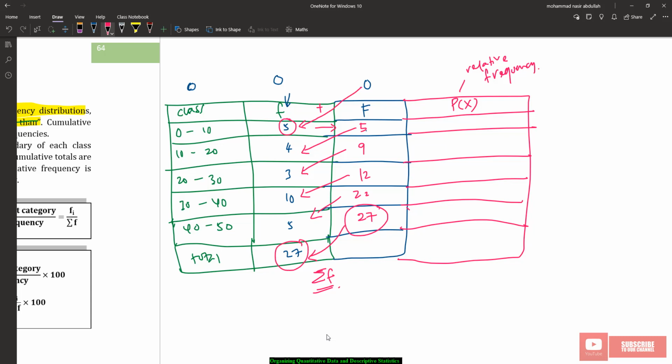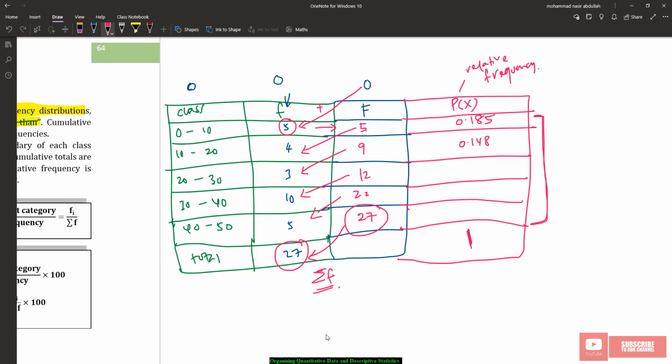So 5 divided by 27, it should get 0.185. We take 3 decimal points here. And then 4 divided by 27, and so on. So 0.148. And the last value, when you already calculate the relative frequency, the total of relative frequency should always equal 1. Always equal to 1. It cannot be less than 1. It cannot be more than 1. This is what we call a relative frequency.